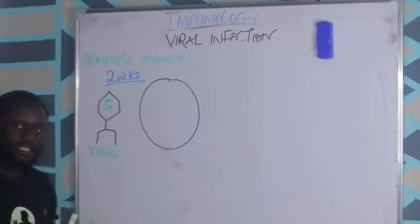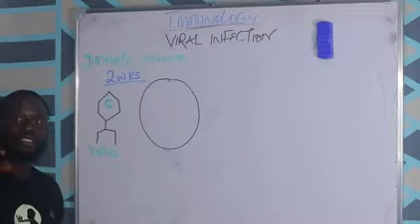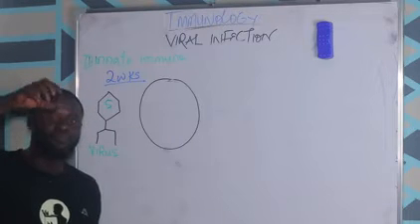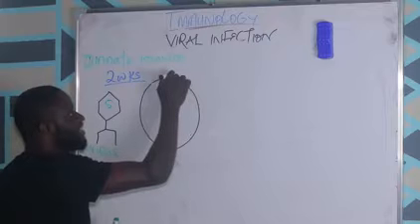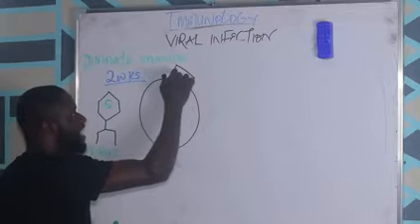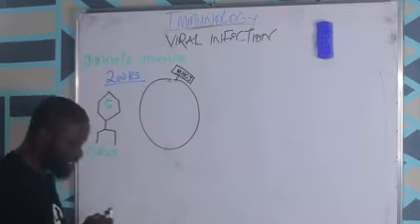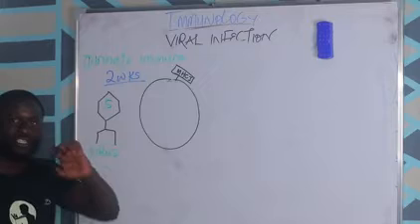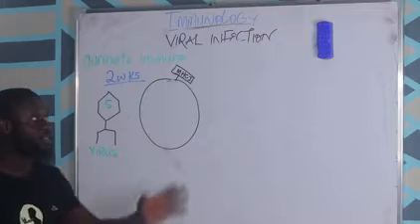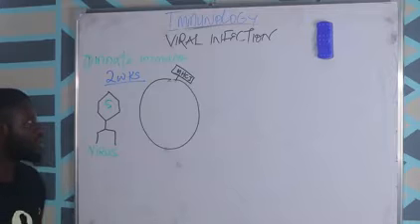So all nucleated cells, please write this down. All nucleated cells have MHC1 expressed on their cell membrane. MHC stands for major histocompatibility complex.